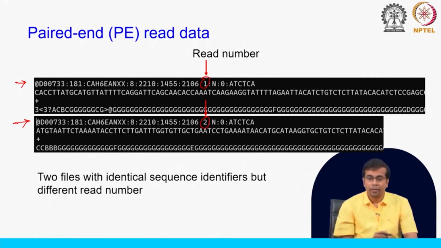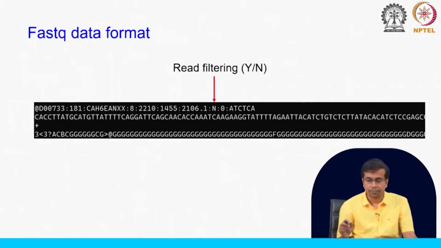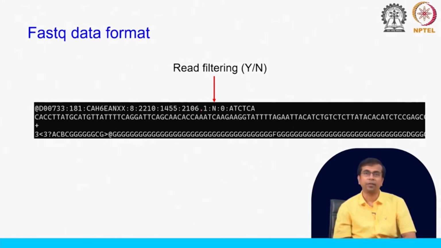The next field shows whether the read is filtered or not. When you are running experiments in the instrument, the signal processing software that processes signals and calls the bases can do some filtering. If the read is filtered, it probably has some issues. N means it is not filtered, so it is actually of good quality as per the software, whatever the thresholds are.